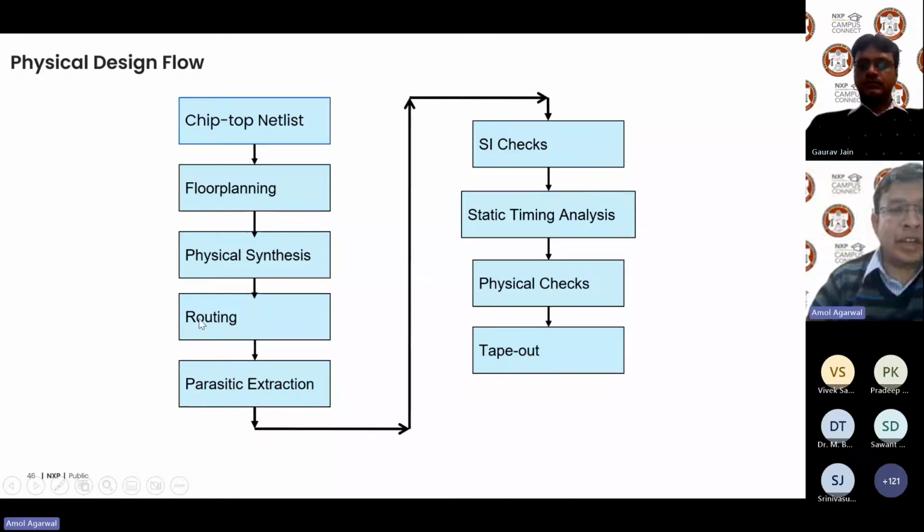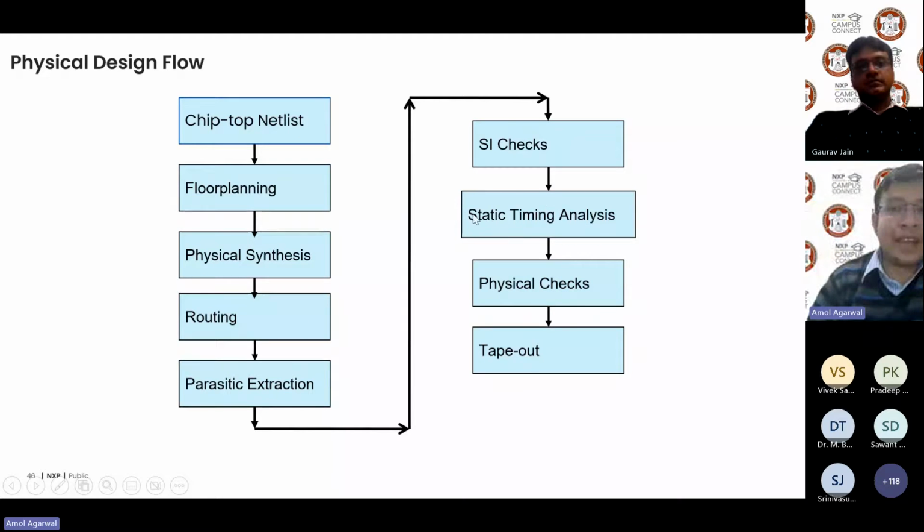When a net is connected from one gate to another gate, there would be some delay associated with that. And to know that delay, you need to know the RC value, resistance and capacitance value, and then you do your SI checks. SI checks is basically your signal integrity checks, to see if those nets are coupling to each other or not.